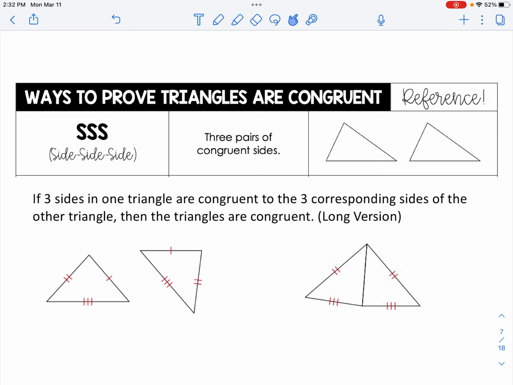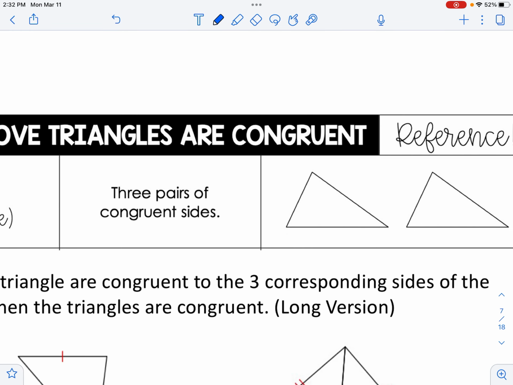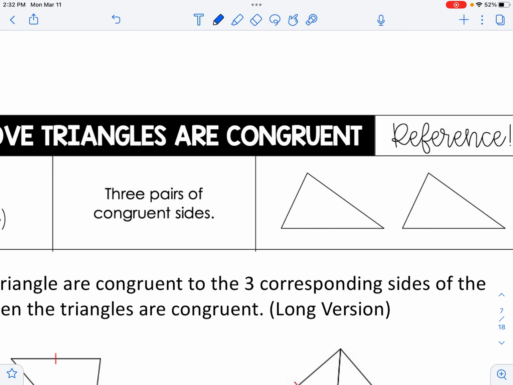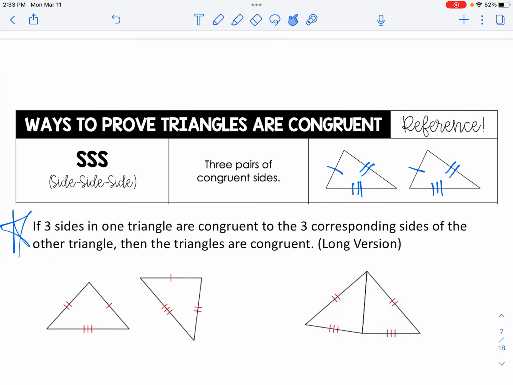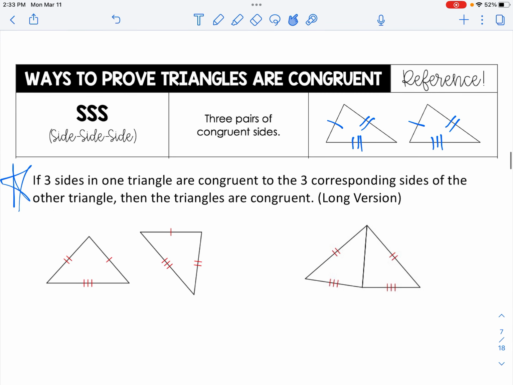And the way that we do this is if you can prove that 3 sides in one triangle are congruent to 3 corresponding sides in the other triangle, then we know the 2 triangles are congruent. So this kind of long version that you see right here is what that's saying. So let's just look at this picture here. 3 pairs of congruent sides. So if this is congruent to this one, and this one corresponds to this one, and this one corresponds to this one, if we can prove that those three things are all congruent, then we can say that those 2 triangles are congruent by side, side, side.